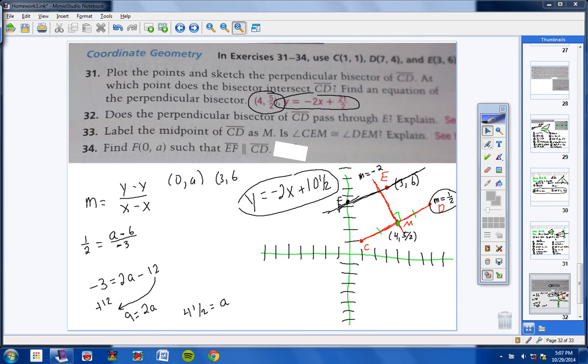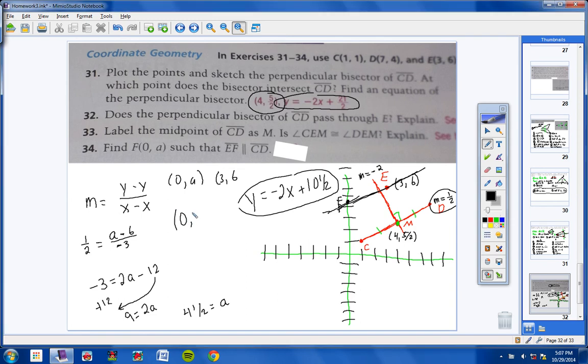So students, if a equals 4.5, here's a right here, then my ordered pair would be (0, 4.5). Now I think for their answer they have (0, 9/2). But of course, don't forget that 9/2 is the exact same thing as 4.5. So, (0, 9/2). All right, moving on.